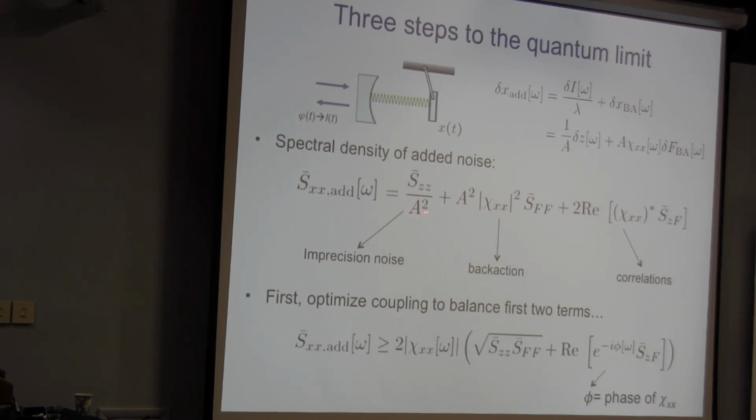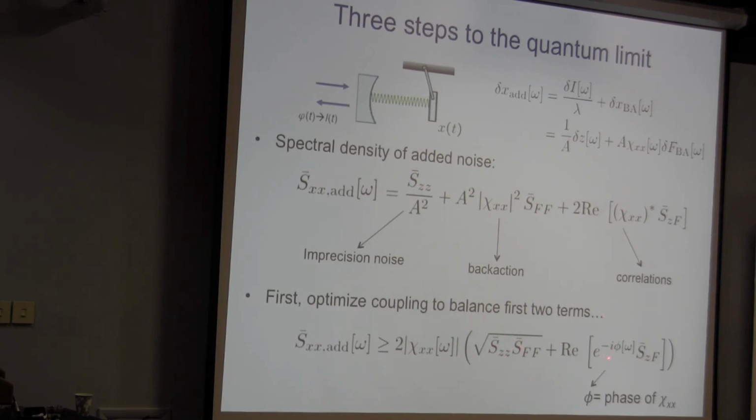Okay, when I pick the optimal value of A, the bound on these first two terms is basically the geometric mean. So I take A to be the ratio of these two terms. If you optimize this coupling constant, I find this expression for the minimum value my added noise can be. And this is looking good, because now we see it's the product of the imprecision noise and the back action showing up.